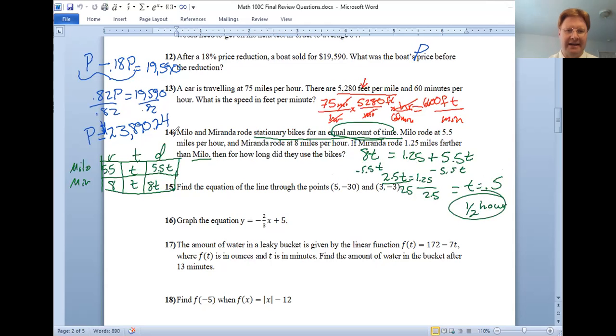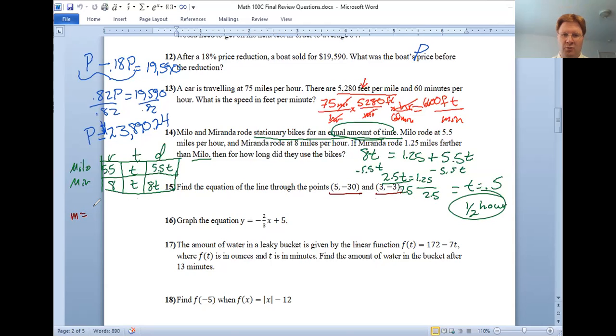Excellent. All right, number 15. Oh, this is going to take a little bit of work. Let's get a different color here. There we go. Find the equation of the line through the points (5, -30) and (3, -3). So first of all, we find the slope. That's going to be the most important part.